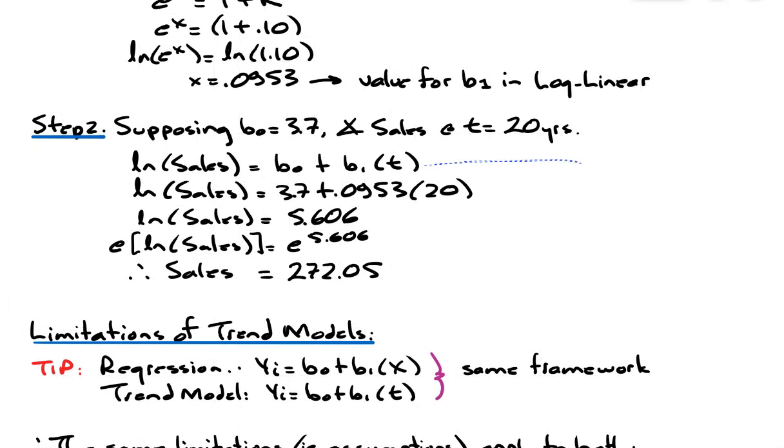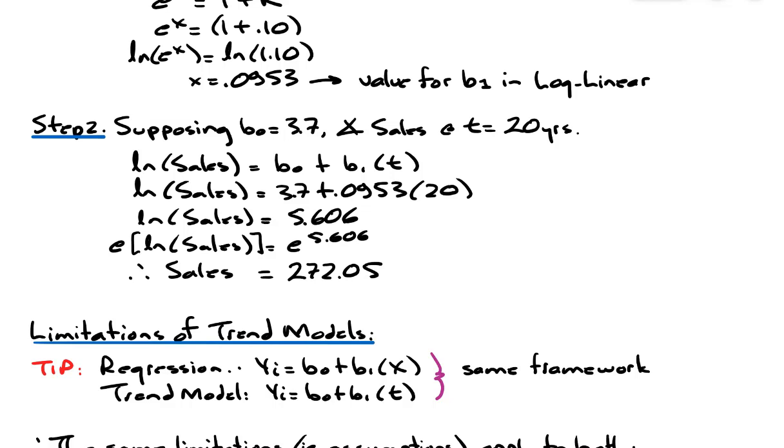So here's our template for the log linear trend model. So ln of sales, which means the total percentage change in sales, is equal to that. And we were given the values for the beta 0 coefficient and the beta 1 coefficient. And we're told that we're looking at year 20. So there it is. So you calculate this whole thing. So the ln of sales is equal to 5.606.